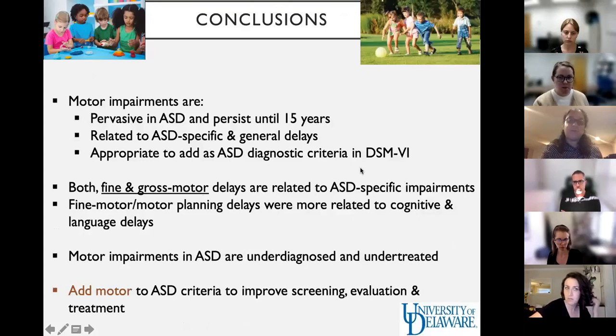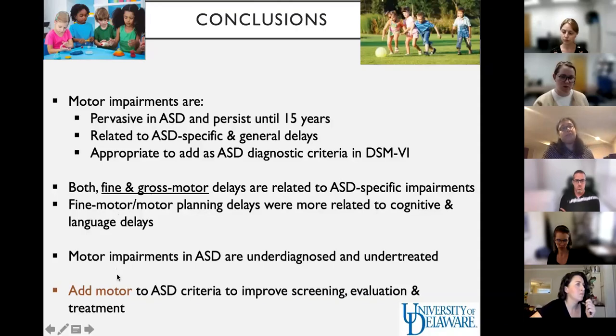And I don't know how to go about doing that, but that's what I'm trying to explain in these papers, that people should be looking at this more carefully. Both gross and fine motor delays are related to ASD-specific impairments. Perhaps fine motor and motor planning delays were more related to cognitive delays, and fine motor and I think to some extent visual motor items were also related to language delays. And I have looked at this even at an item level, but it would be a lot of information to discuss today. So that's why I'm not going into that today.